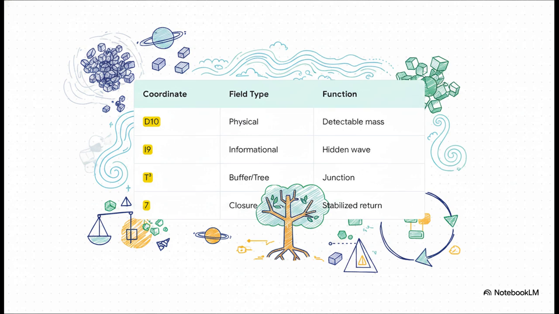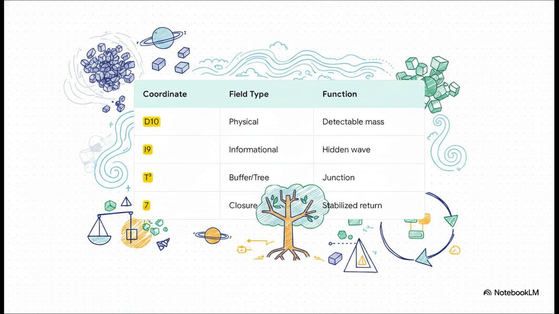First up, D10. This is the detectable physical field. Think matter, mass, and locality. Then there's I9, the hidden informational field, waves and pure continuity. Next is T cubed, or the tree. This is the actual junction where D10 and I9 interact.